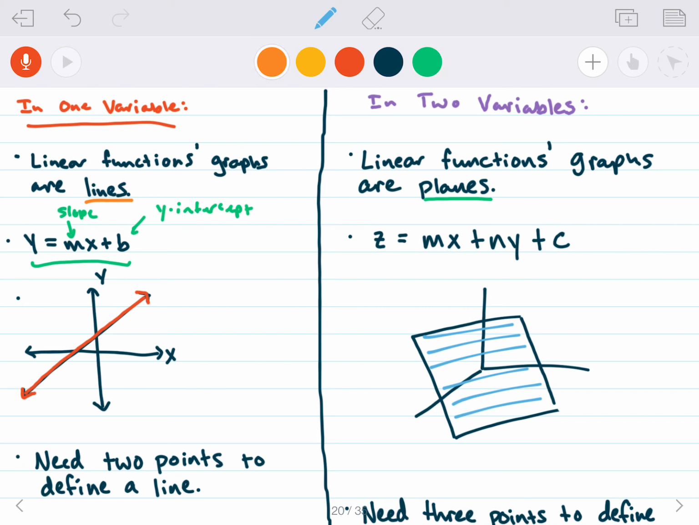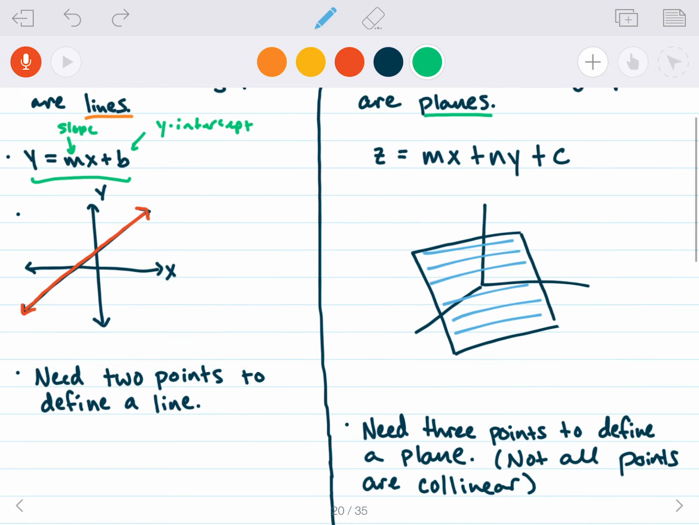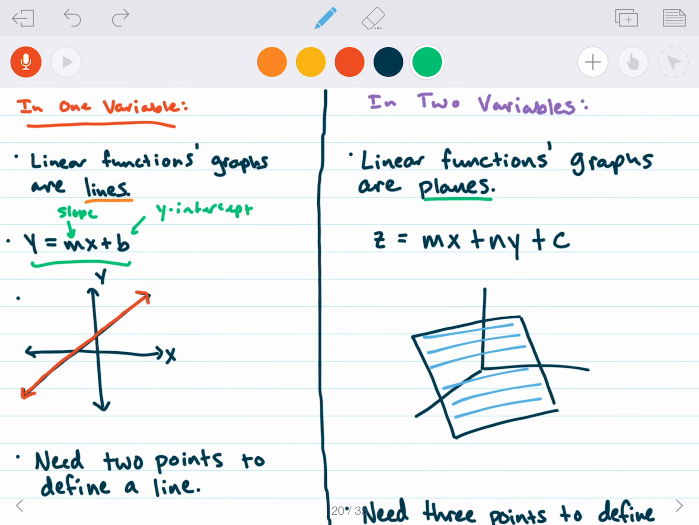Because if we were only given 1 point, such as a point right here, we could draw infinitely many lines to this point that would be valid, right? We could draw a line like this. We could draw a line like this through that point, a line like this perhaps. So we need 2 points to define a line on the plane. So what we're going to talk about next is the 3D analog to the idea of a linear function.